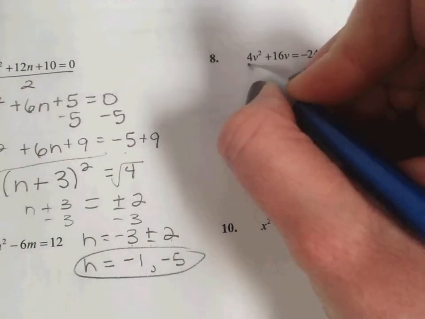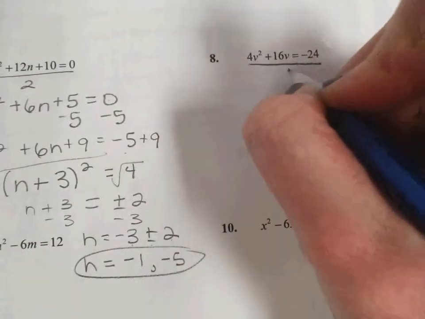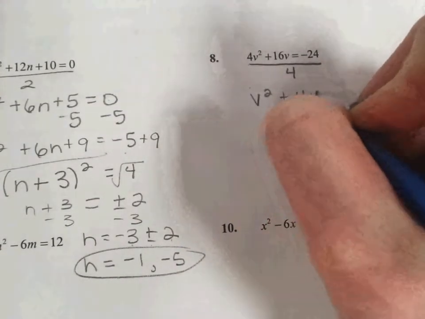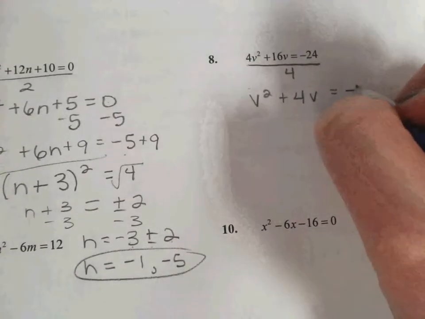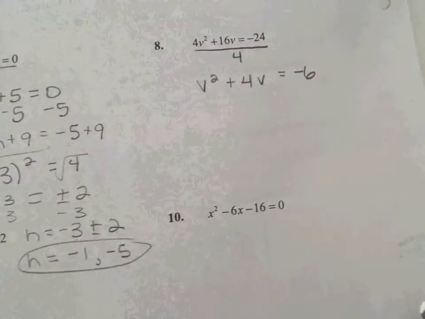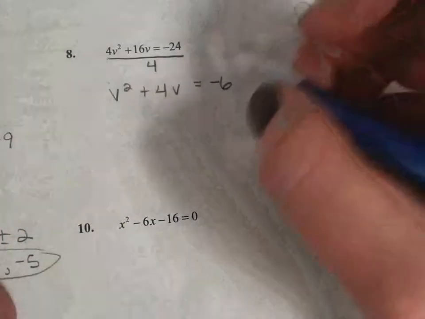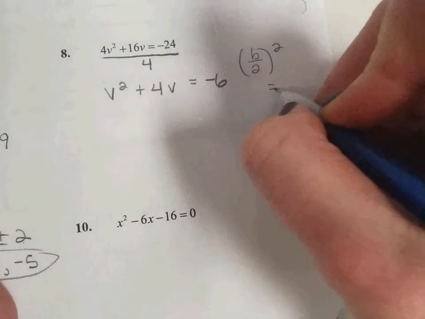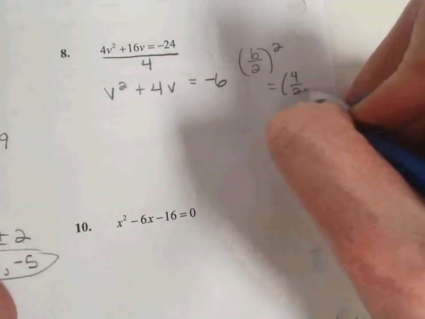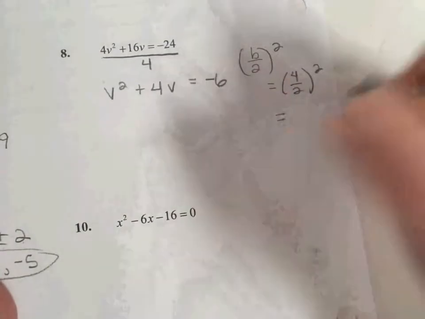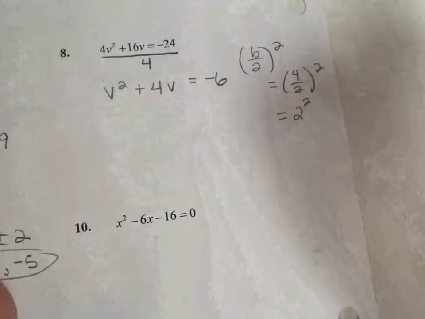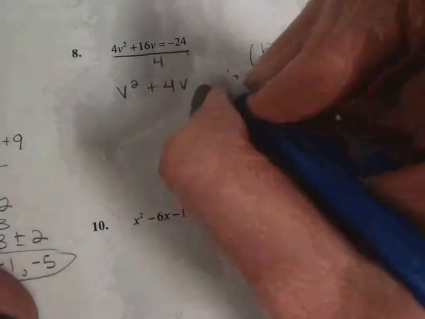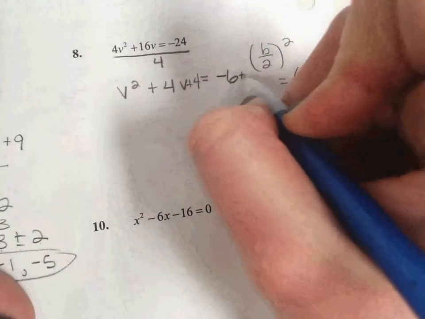Number 8, we've got this a value that's greater than 1, so we're going to divide everything by 4. So we get v squared plus 4v equals negative 6. Our c value is already isolated on the right-hand side, and then we're going to move to that next step of b divided by 2 squared, which is 4 divided by 2 squared. And 4 divided by 2 is 2. Square that and we get 4. 4 is what we add to both sides.